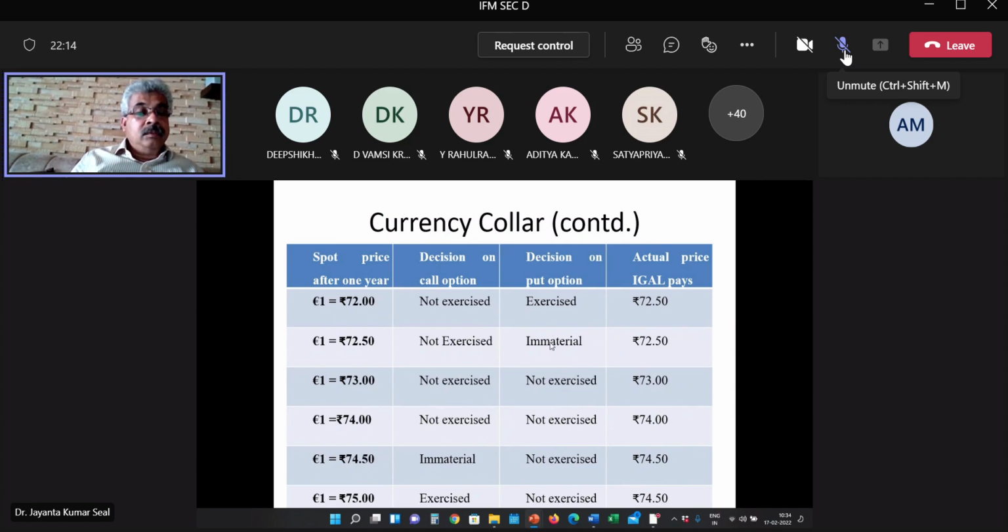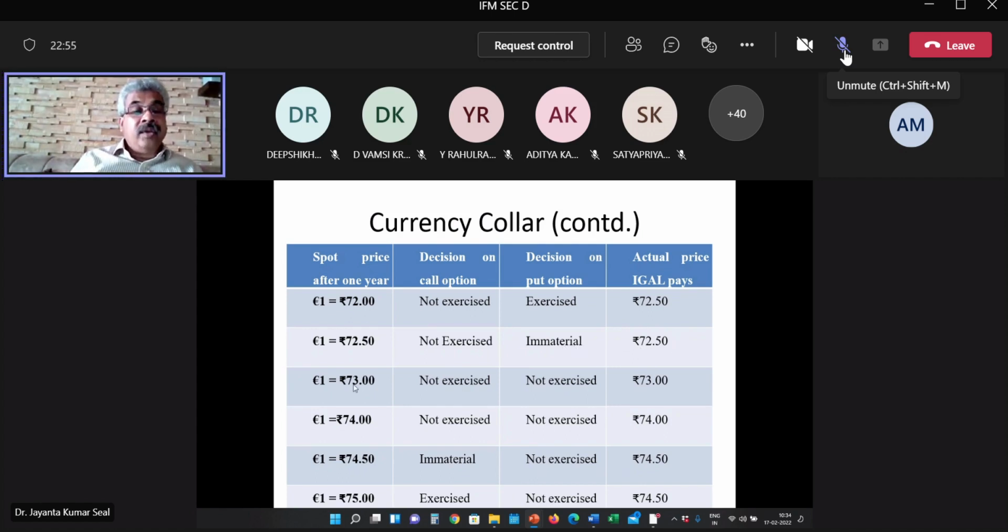What about the put option? Whoever buys a put option at 72.5 has the right to sell at 72.5. Market price is also 72.5. So if he exercises his right, he can sell at 72.5. If he does not exercise his right, he can sell it in the market for 72.5. So his decision is immaterial. If he exercises his right, Indigo has to buy from him at 72.5. If he does not exercise, Indigo has to buy from the market because Indigo actually has to buy 500 million euro at 72.5. So his decision is immaterial.